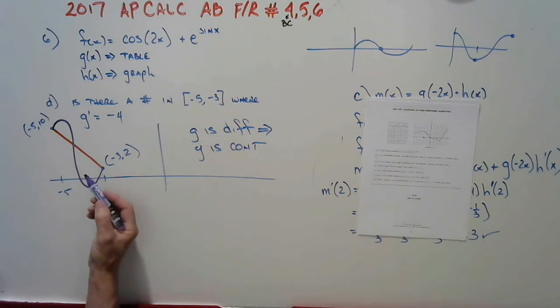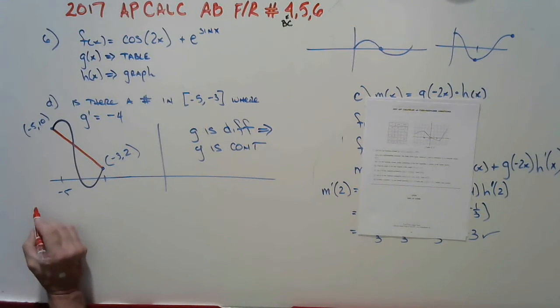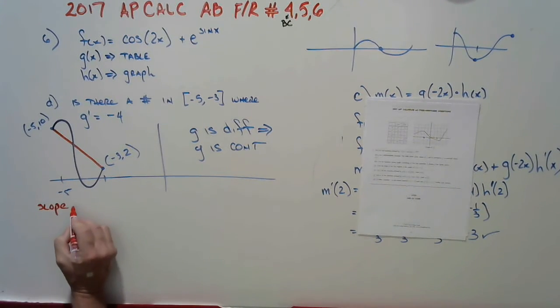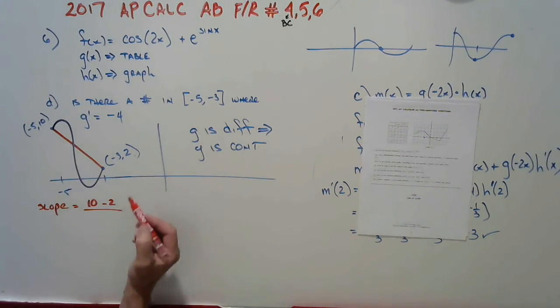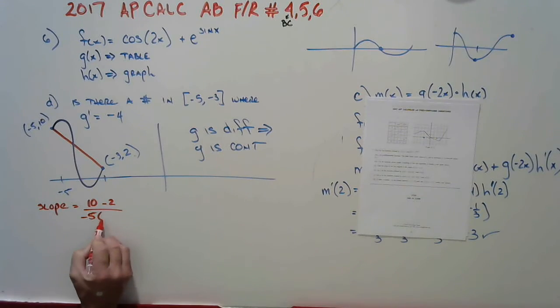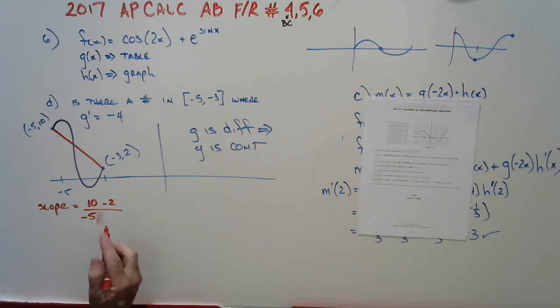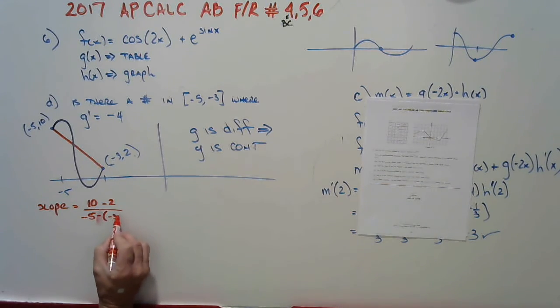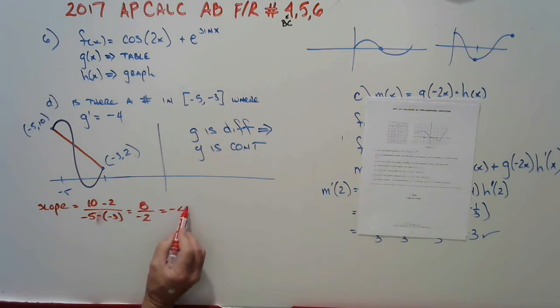Well, what's the slope between those 2 points? The slope is going to be change in y, so that's 10 minus 2 over negative 5 minus 3. So that's 8, divided by, this turns out to be negative 2, so that's negative 4.